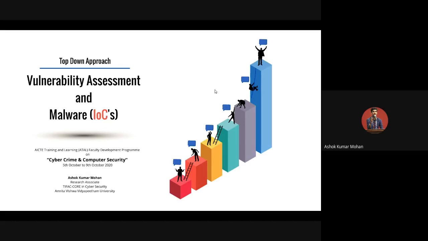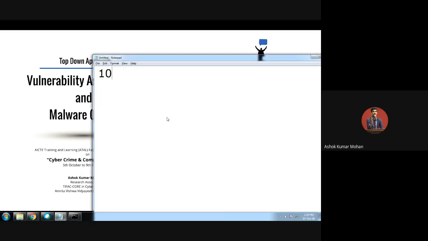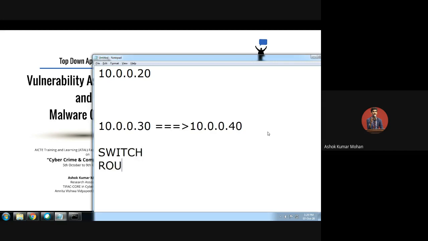Let me explain with a typical IP scenario. You have a computer with the IP 10.0.0.20. You have another computer, 10.0.0.30. 10.0.0.30 is sending a packet on the network to 10.0.0.40. What is the conclusion? This 30 wants to send a packet to 40. As per the protocol, it might go via a switch or a router or any networking device. It will go to the networking device.